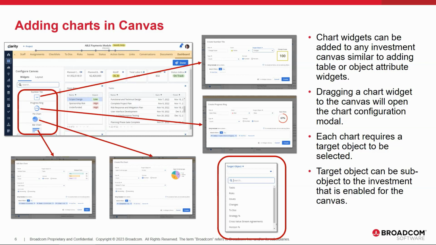Dragging those to the canvas itself will automatically open up the widget configuration modal, and the user can then define the name, which would be the title, the color, the target object, as well as the other configuration. A chart widget cannot be created without defining a target object. So a target object is required for these chart widgets.